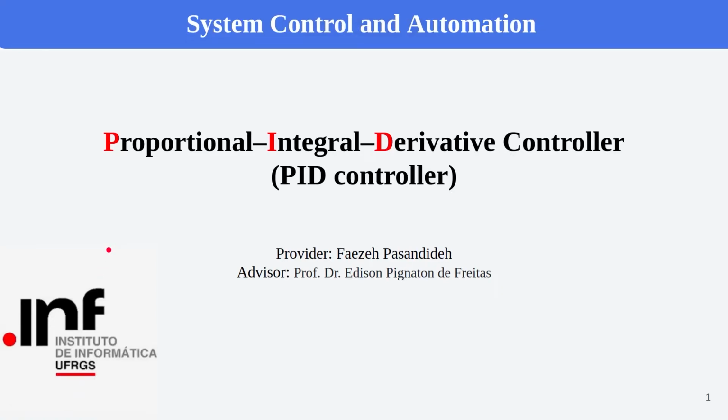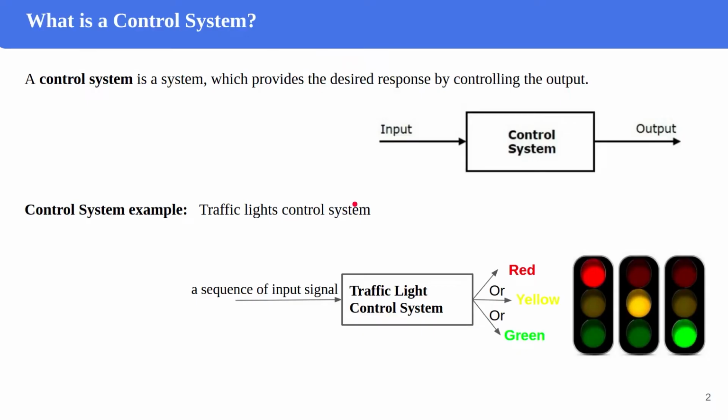This presentation belongs to the part of the course System Control and Automation, focusing on the Proportional Integral Derivative Controller, PID Controller. First, I will explain what a control system is and the different types of control system that we have, the main components of the control system, then focusing on controllers and the PID controller in particular. So let's get started. What is a control system?